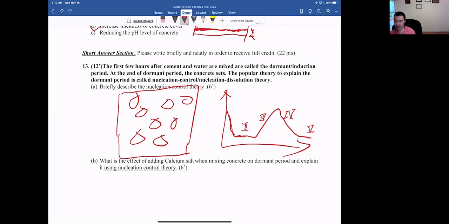The second stage is what we call the dormant period. And the dormant period is very important because during that period of time, we can transport the concrete to the job site and finish the concrete. From the chemical reaction point of view, we have stage 2 because we do not have hydration product generated until the concentration of calcium and hydroxide ions achieves a certain so-called threshold concentration.